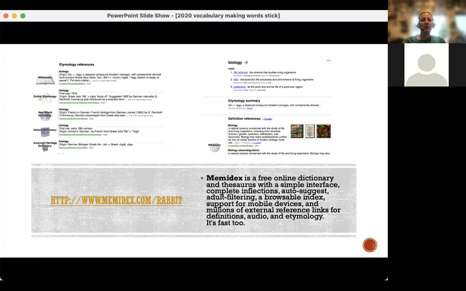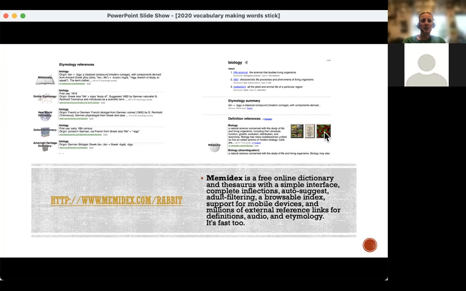Okay. And then there's other websites. You can look at Memodex. It's a free online dictionary. It has different kinds of things in terms of definitions that might have an audio link there. And then obviously the etymology, so the history of the words.